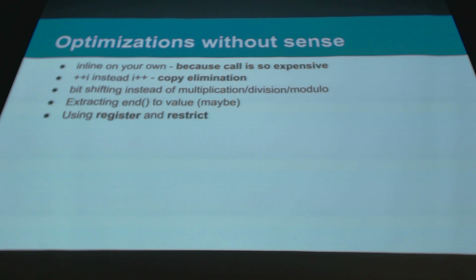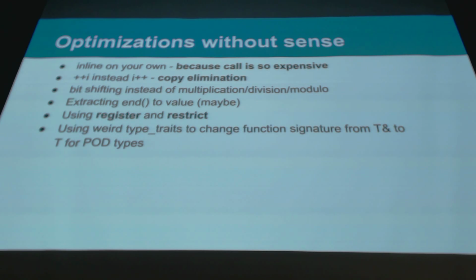And restrict is a keyword that says that we have two pointers. They are not aliasing, but the definition of aliasing is a little bit broken in the C++ standard. So compilers don't care about the restrict keyword.